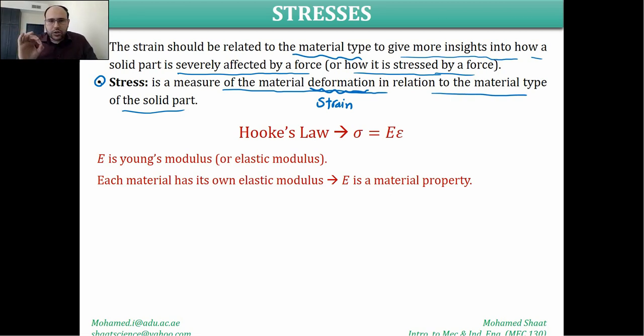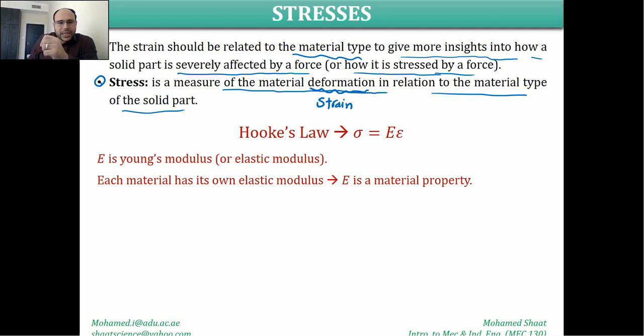And the most accurate measure of how severely parts are affected by the force is the stress. The stress considers everything. It considers the original dimensions, and it takes the material type into account. So that's why it is more accurate. It is even more accurate than the strain and the deformation.